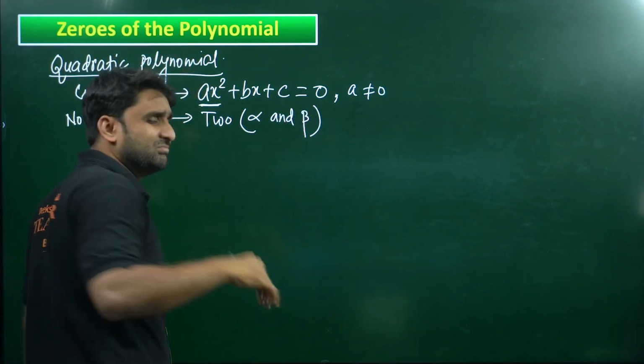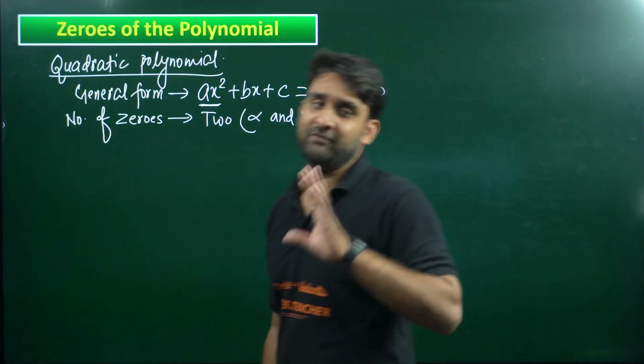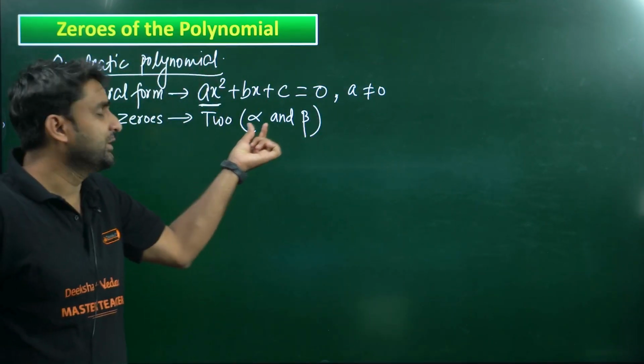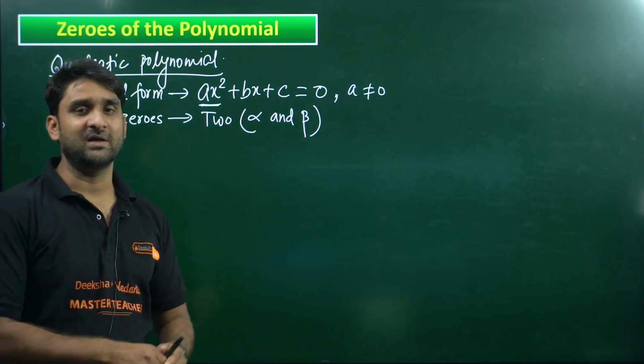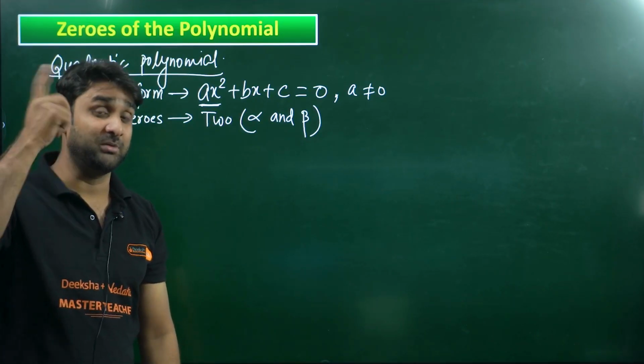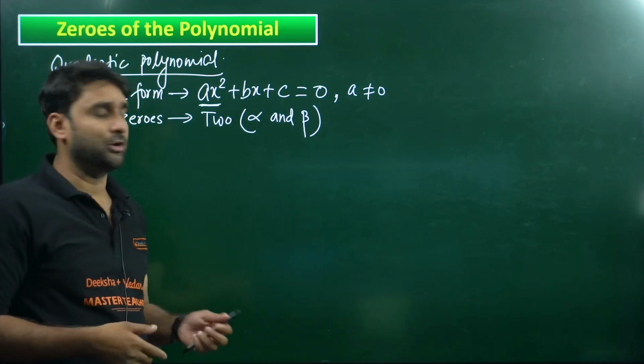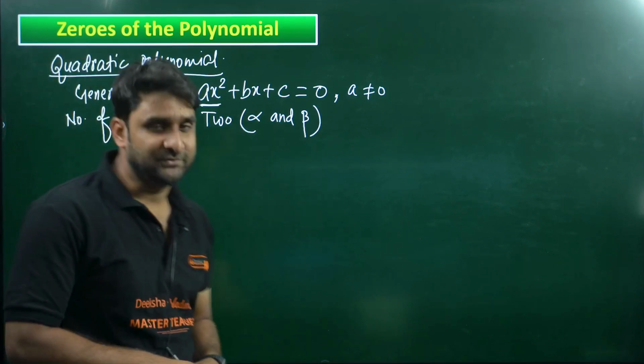To denote the zeros of any quadratic polynomial, we generally assume alpha and beta. So this is some new thing for you. I know you have just entered class 10th. You must have studied the basics of polynomials in the previous class, 9th, so you must have a little clarity on polynomials. So alpha and beta are the zeros of the polynomial.